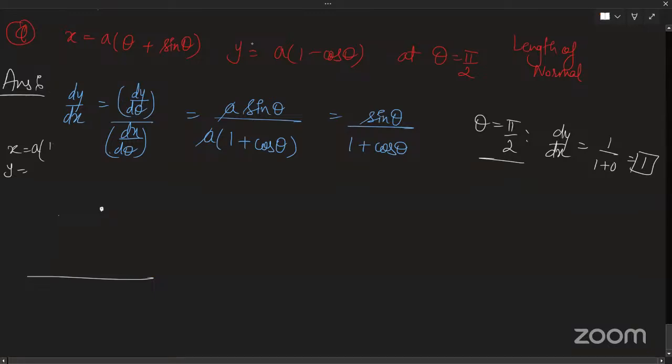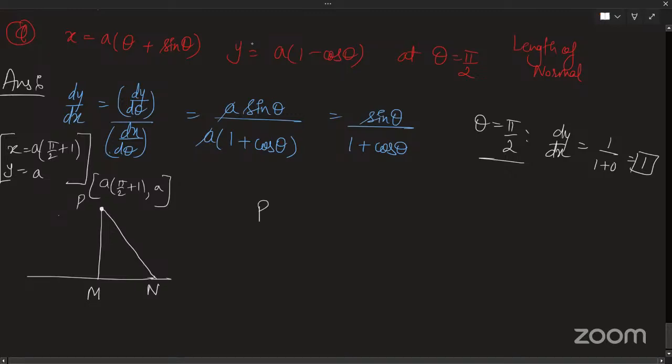So a into pi by 2 plus 1. And what about this? A into 1 minus 0. So it will be a. Right, everyone? These are my coordinates. So it is a into pi by 2 plus 1, comma a. If I treat this point as P, this point as M, this point as N. Okay, this point is N.